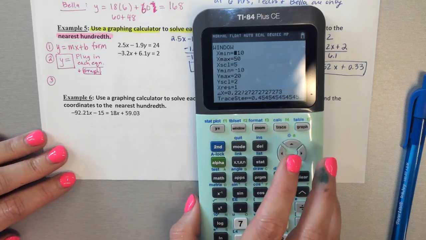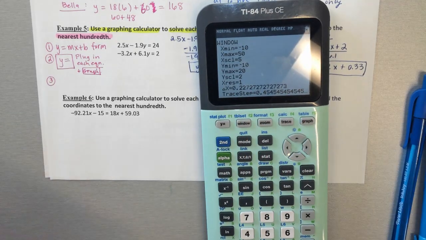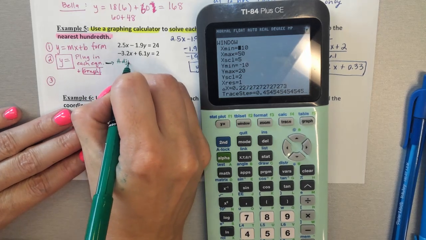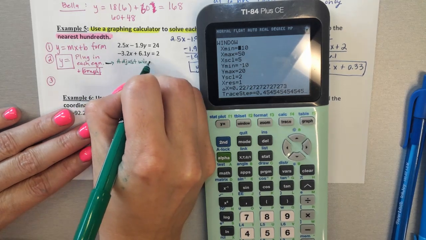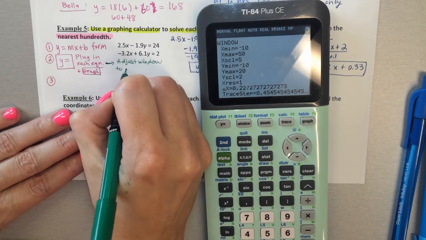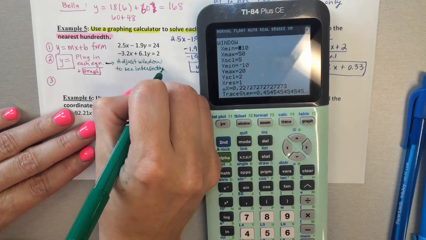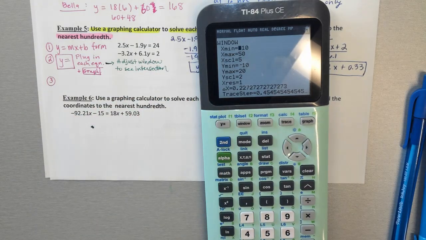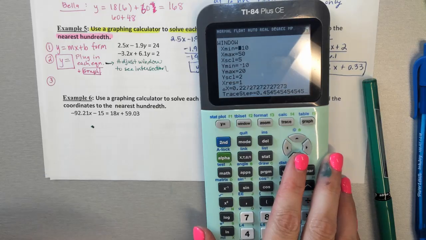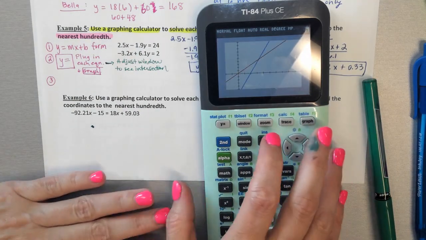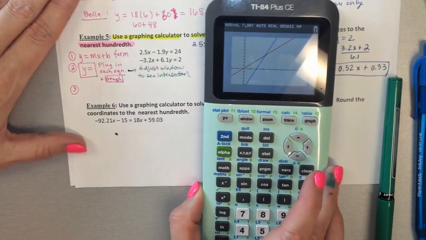Okay, so again, what I did is adjust my window. So you are going to have to adjust your window to see the intersection. If you go to your window and you want to see what's happening over here, make your x's larger. If you want to see what's happening on this side, you make them smaller. That is something that you're going to have to play around with a little bit.